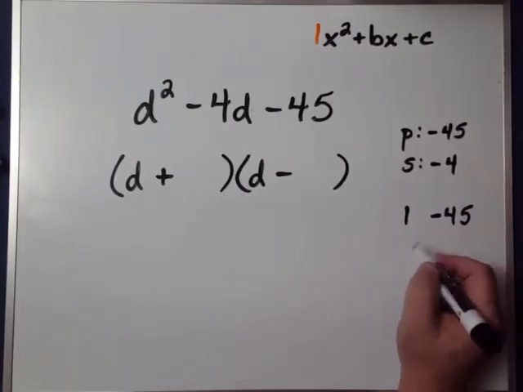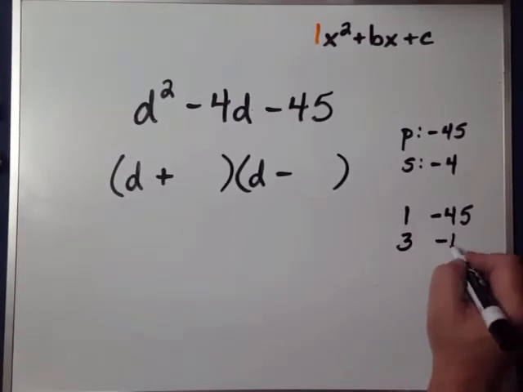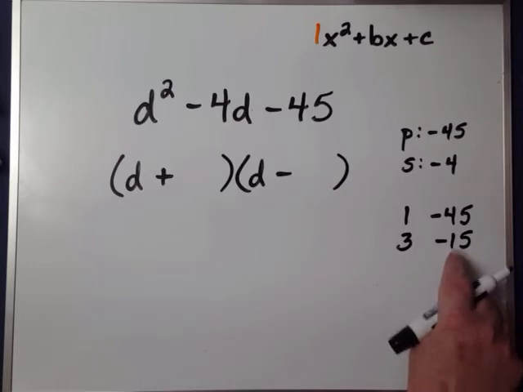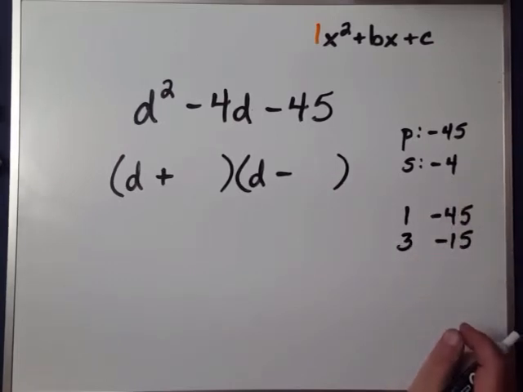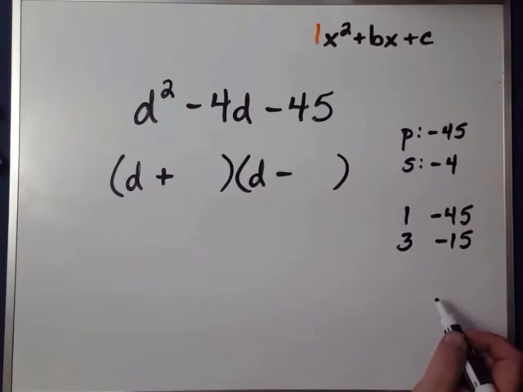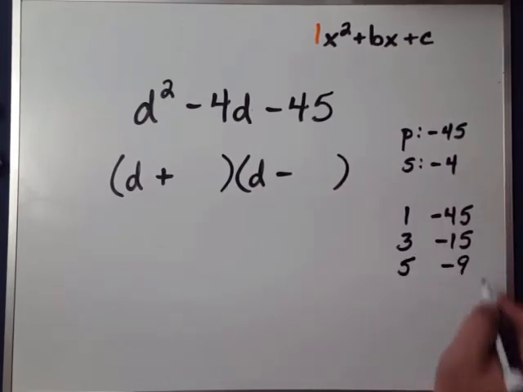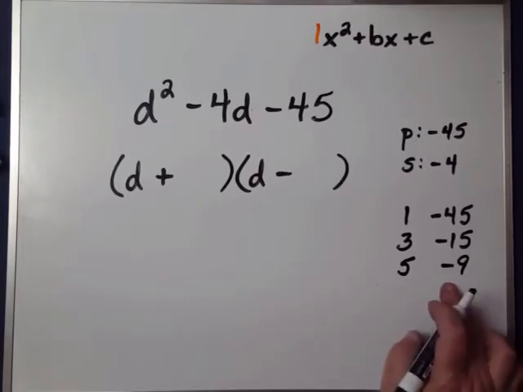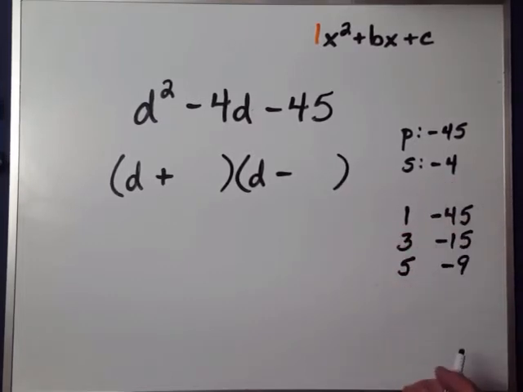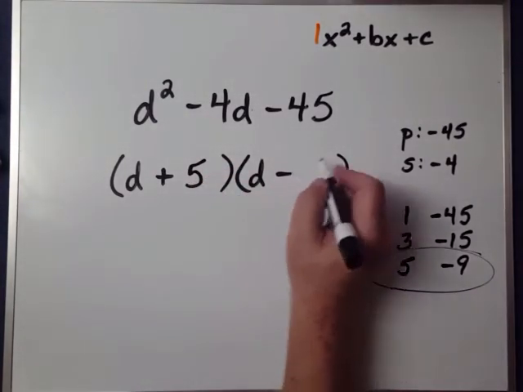No. Does 2 go into 45? No. Does 3 go into 45? Yes, 15 times. Does that add up to negative 4? No. Does 4 go into 45? No. Does 5 go into 45? Yes, 9 times. 5 plus negative 9, does that give me negative 4 for my sum? Yes, it does. And so there are the two numbers, a positive 5 and a negative 9.